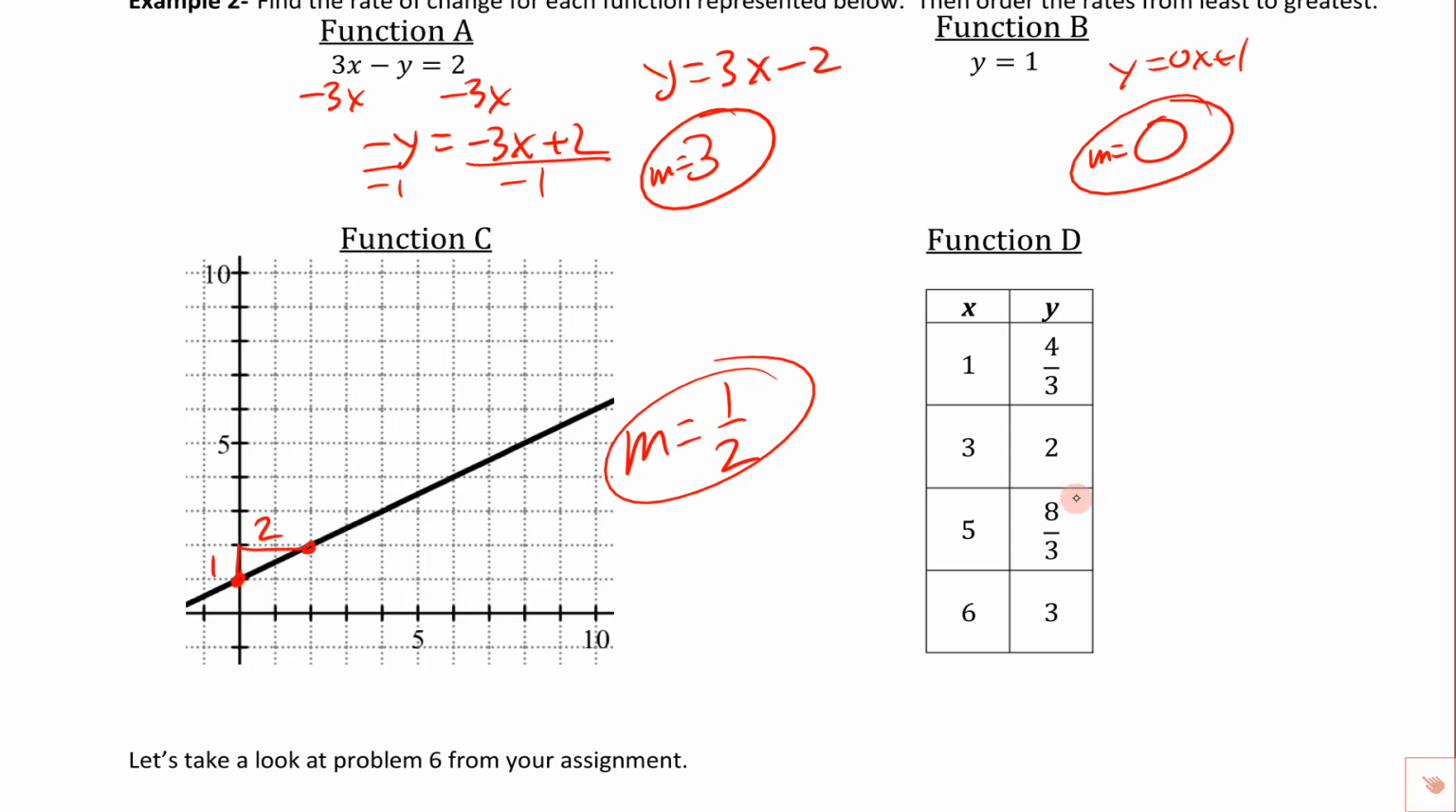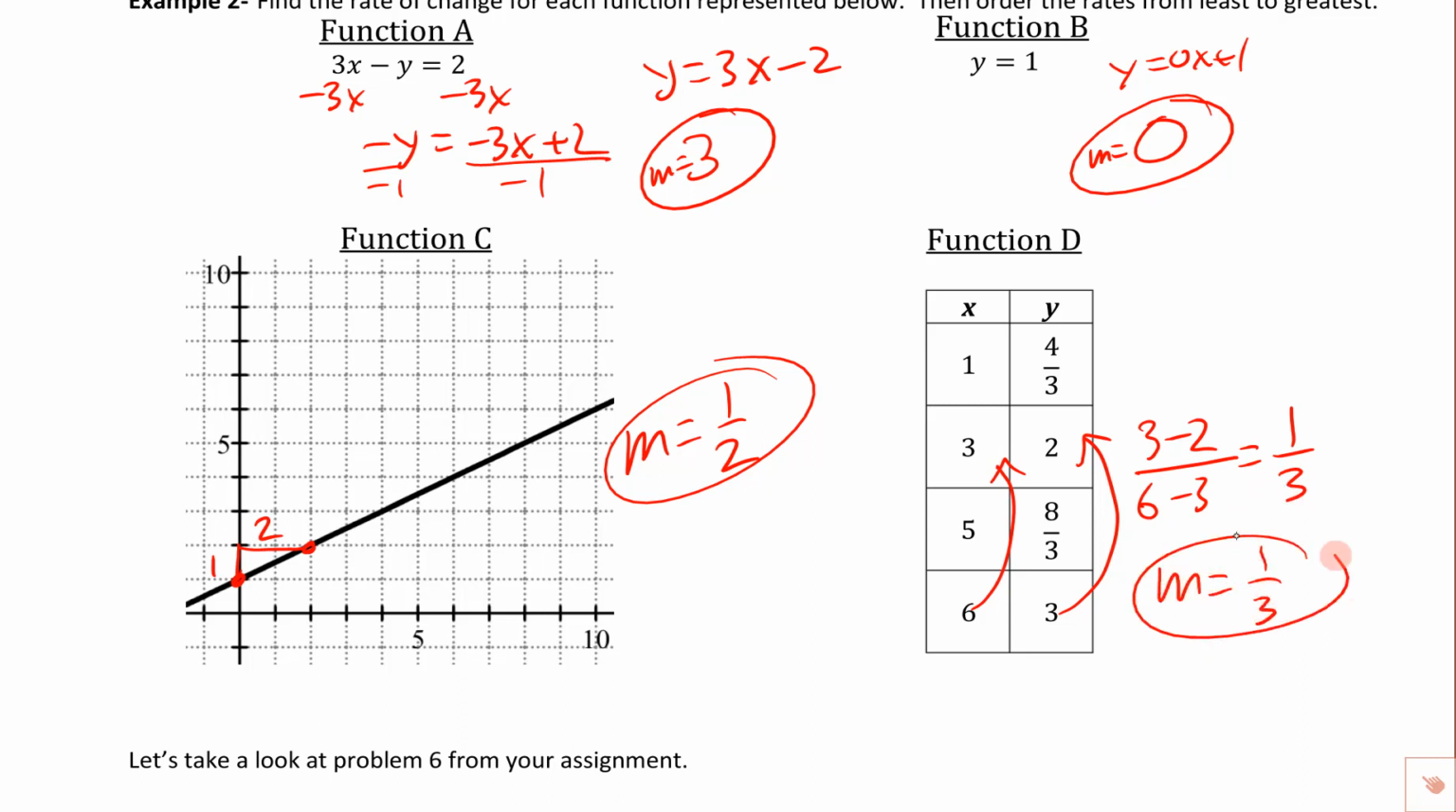Now there is a little trick that we can use here. Rather than using either one of these with the fractions in them, let's use these two, no problem skipping between the two of these. So this would be 3 minus 2, y2 minus y1, over x2 minus x1, so that's going to be 6 minus 3. So this is going to be a 1 on the top and a 3 on the bottom. So the slope on this one is 1/3.